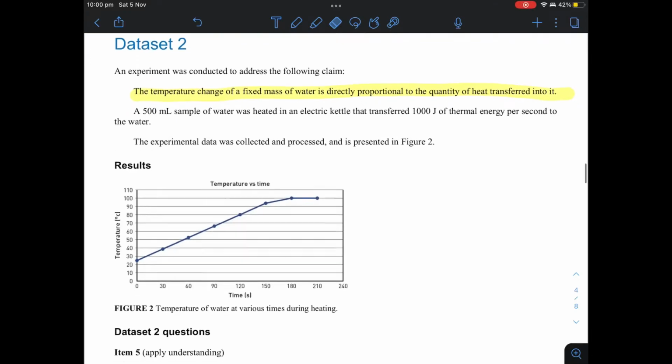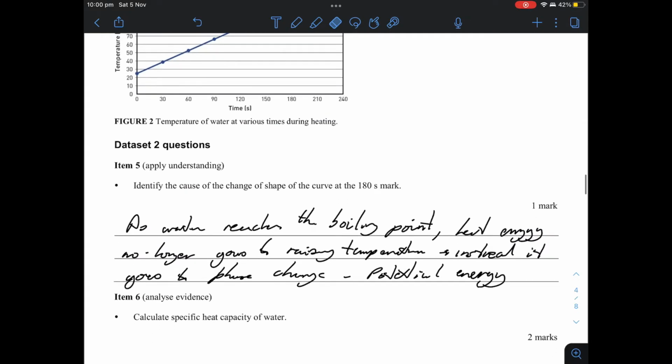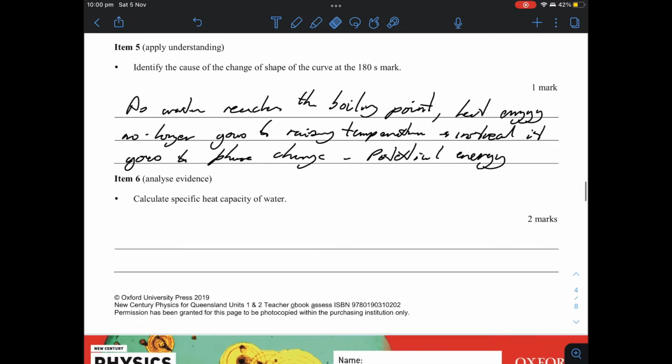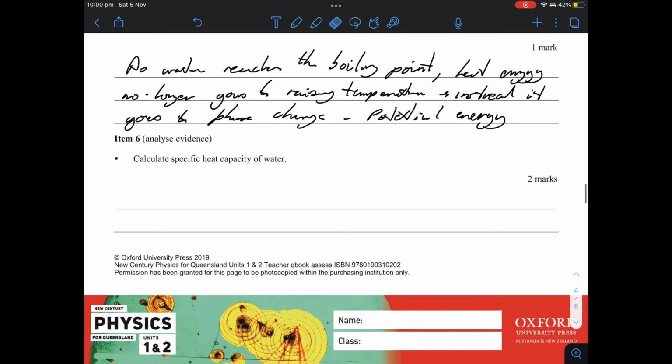Today we're going to talk about another question addressing this claim here. This first part is a knowledge thing about what happens when it boils. It's important you still remember that, but we're not going to test you on that in IA1. Calculating specific heat capacity comes from analysing the data.